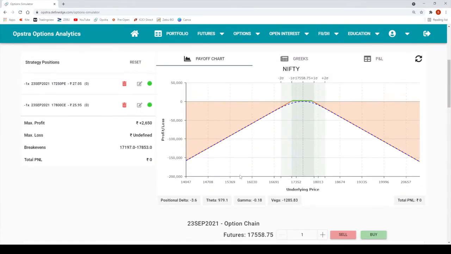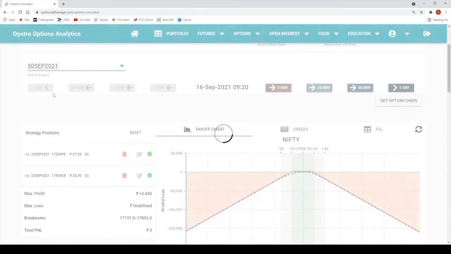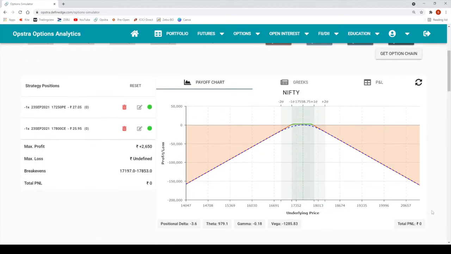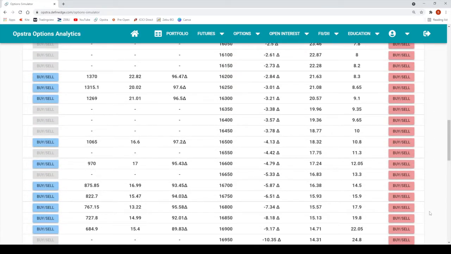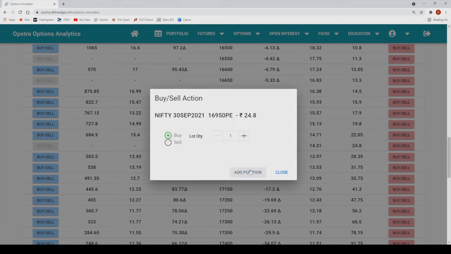Okay, now we will go to the next expiry, 30 September. I am going to buy the similar premium put option and call option. 16,950 put is trading around 25 rupees, so I am going to buy one lot.